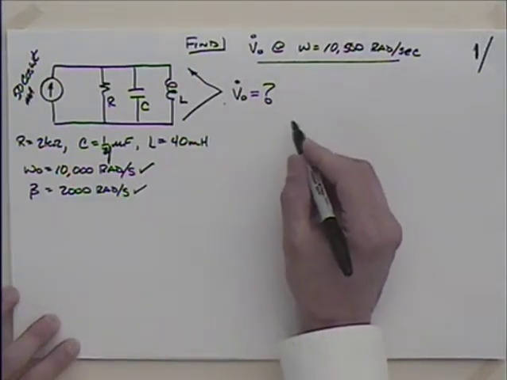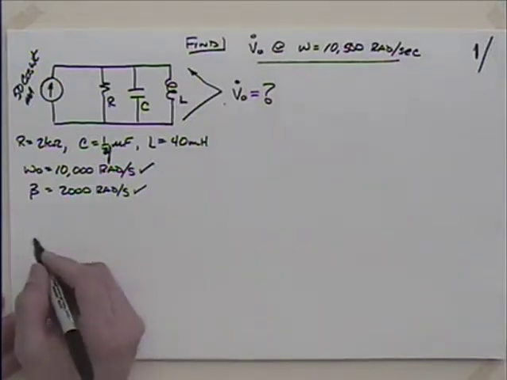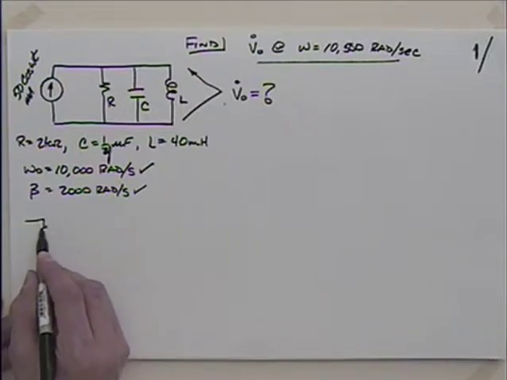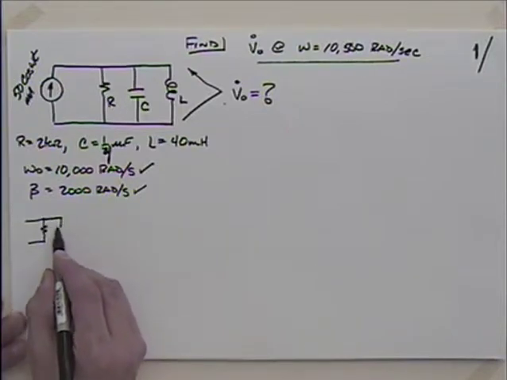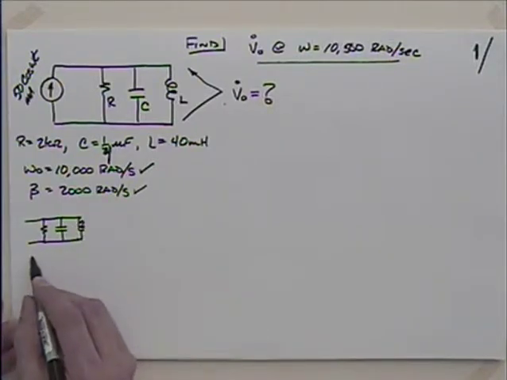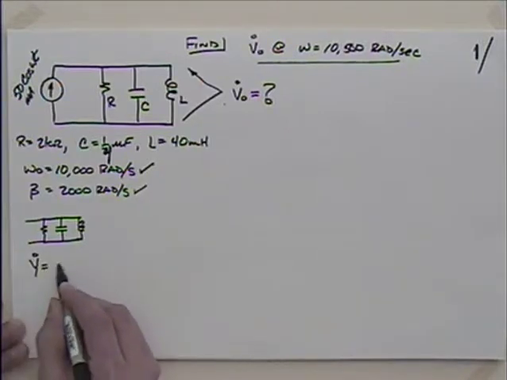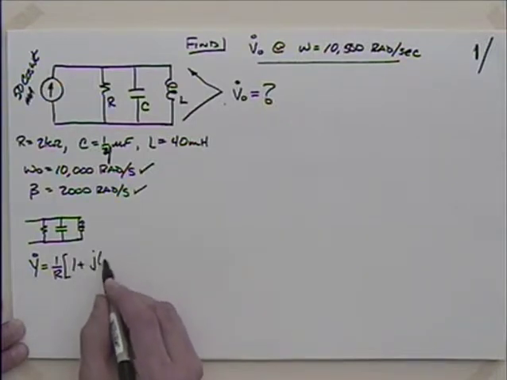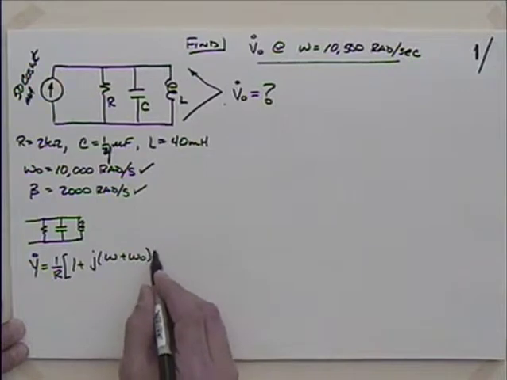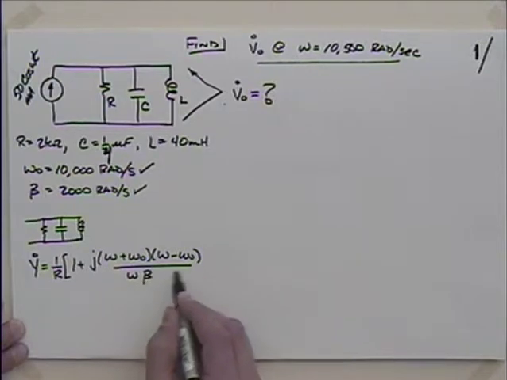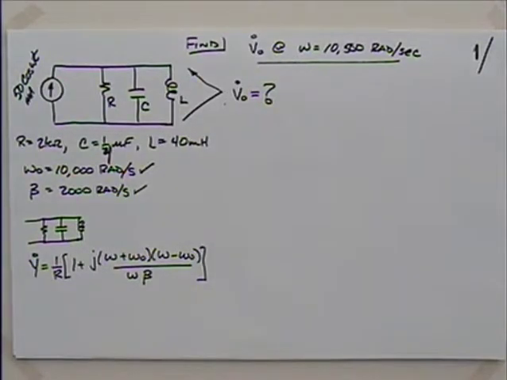What we had finished up last time, if you look back to your notes, is that, and I'll write the equation over here, the admittance for this thing, we had taken a circuit very similar to this that had a resistor, a capacitor, and an inductor. And we said that the admittance was equal to 1 over R times the quantity 1 plus j times (omega plus omega naught) times (omega minus omega naught) divided by omega times the bandwidth. Then we talked about an approximation of that, and I'll go into that in a little bit. But that's the equation that we derived.